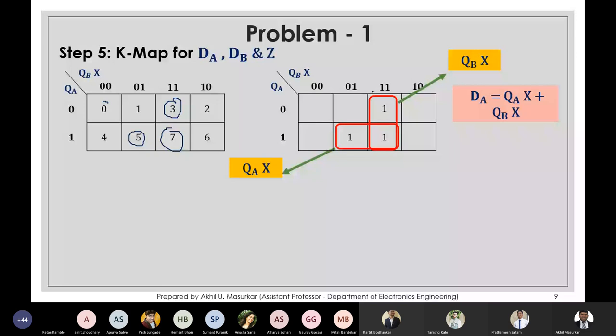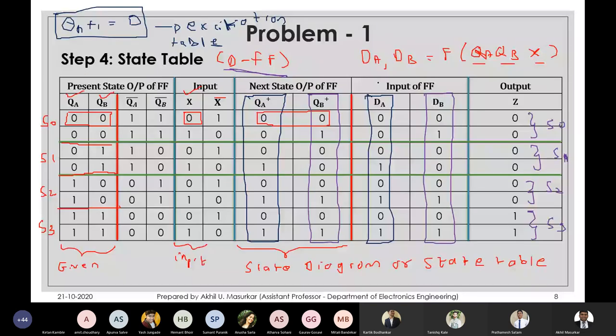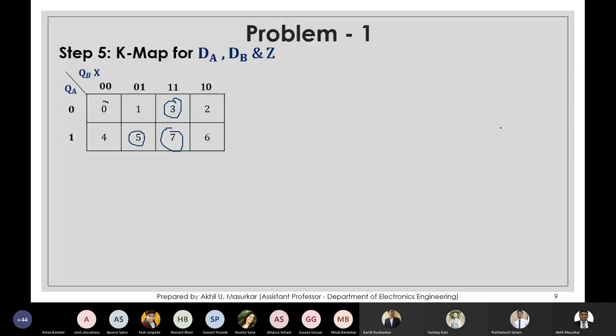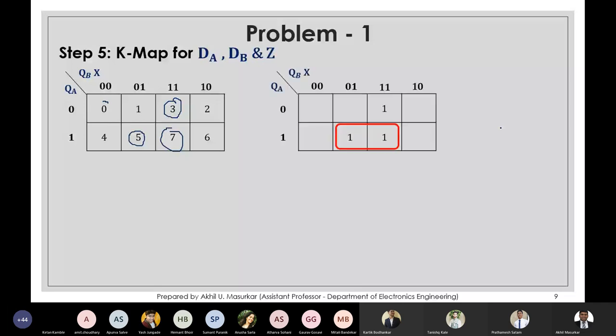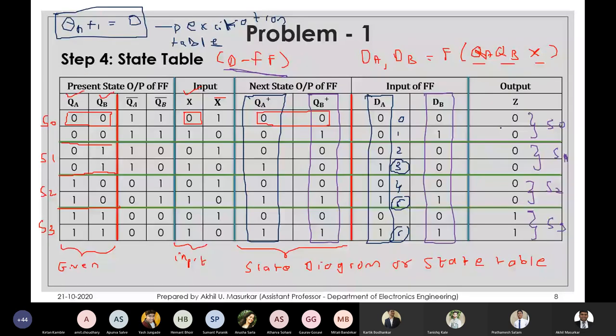So you can see in the previous table here, DA, this is the 0 position, 1, 2, 3, 4, 5 and 6. So you can see at 3, 5 and 6 we have 1s. And that is the reason why in this 3, 5 and 7 we have 1. This is 7. So that is why we have 1s at those places.